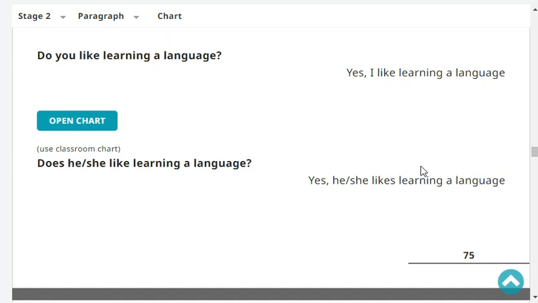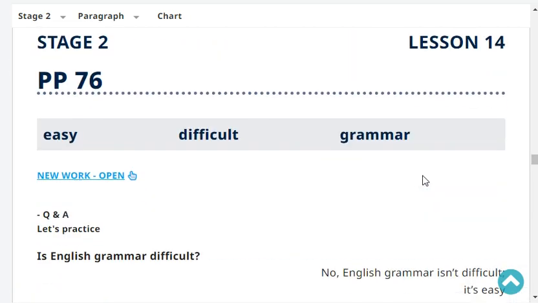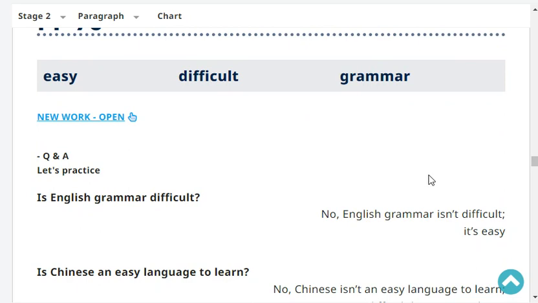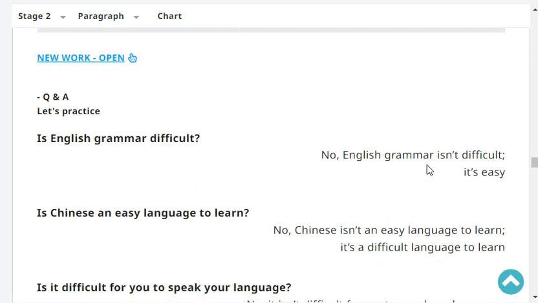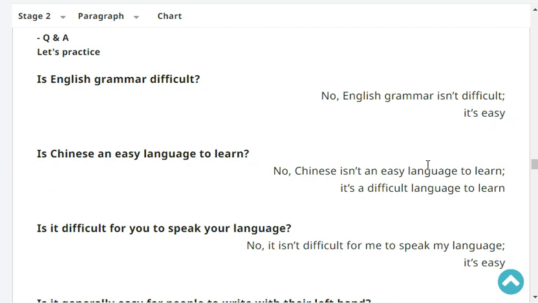Does she like learning a language? Yes, she likes learning a language. Very good. Is English grammar difficult? No, English grammar isn't difficult. It's easy. Is Chinese an easy language to learn?